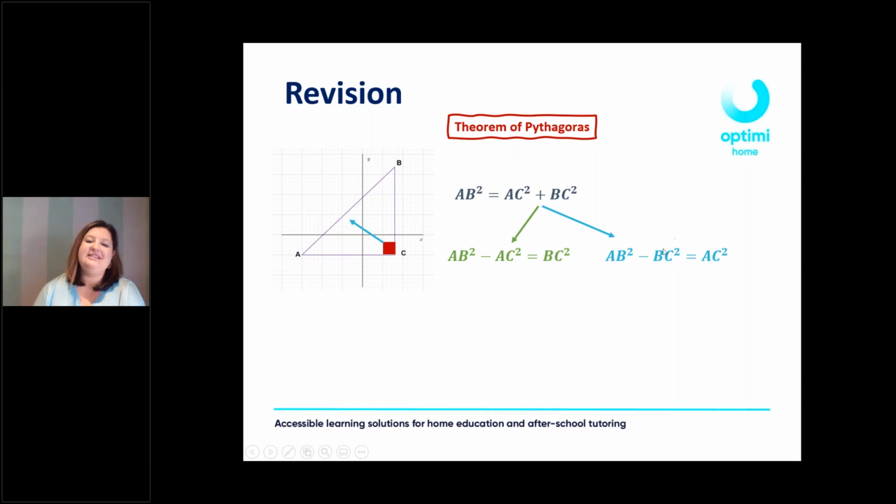Or when I take my BC squared over to the left-hand side, I can actually use that to calculate AC squared, so one of the smaller sides. So you can manipulate this equation, this theorem of Pythagoras, to make it suit your needs, suit what you should calculate.